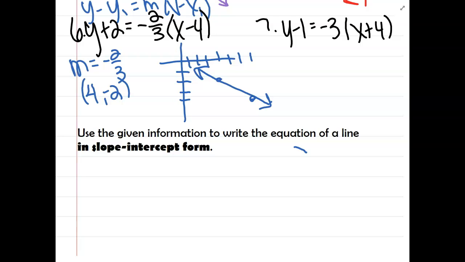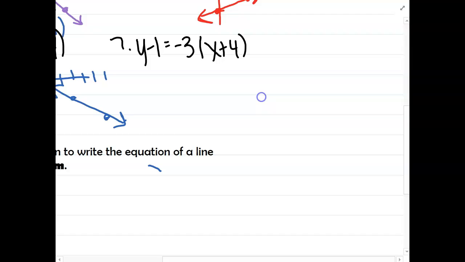4. Got it? Okay. Alright, so number 7, same idea, it's in point-slope form. So my slope would be -3. I like to write it as -3 over 1. Okay, and the point, if this is x plus 4, what's the x coordinate of my point? If this is x plus 4, it'd be a negative form. Because remember, the formula says x minus x1, so x minus a -4 would give me a +4.